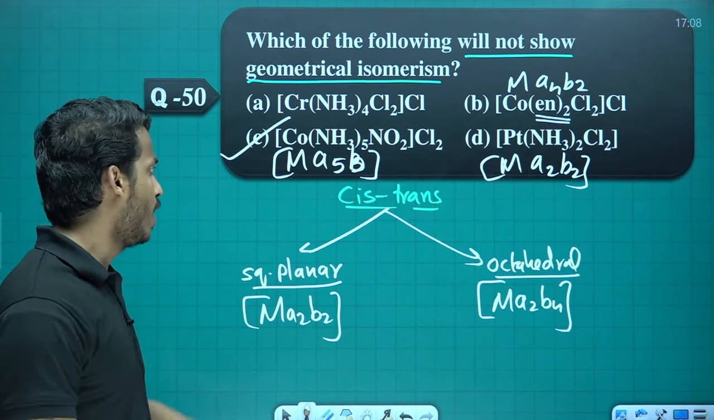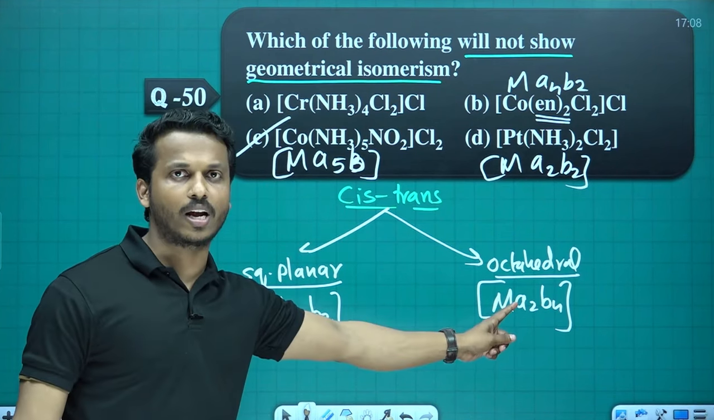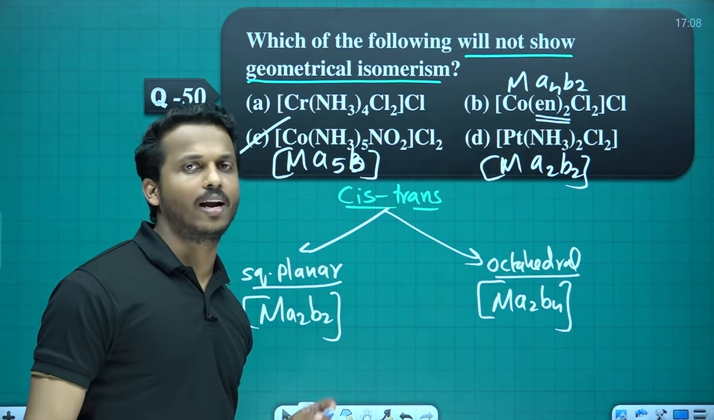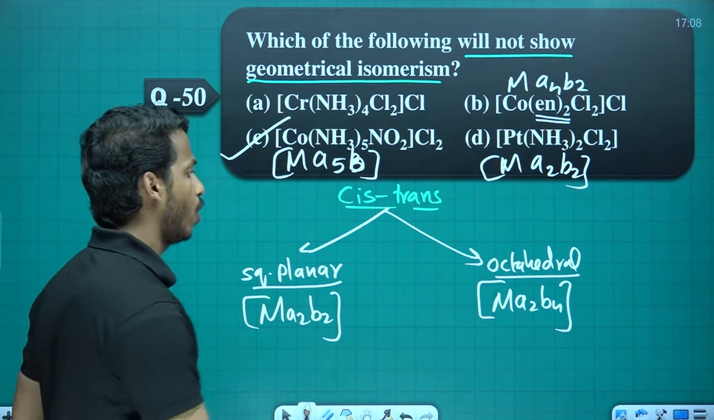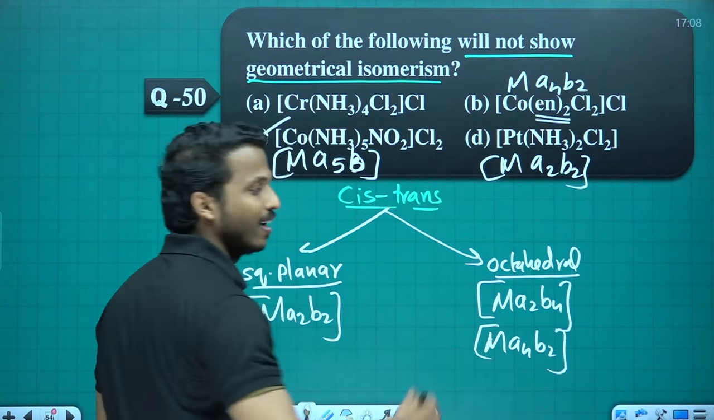Option C. Remember, cis-trans isomerism is mainly given by square planar and octahedral complexes. Square planar the type Ma2B2, octahedral the type Ma2B4 or Ma4B2. Clear, all of you?